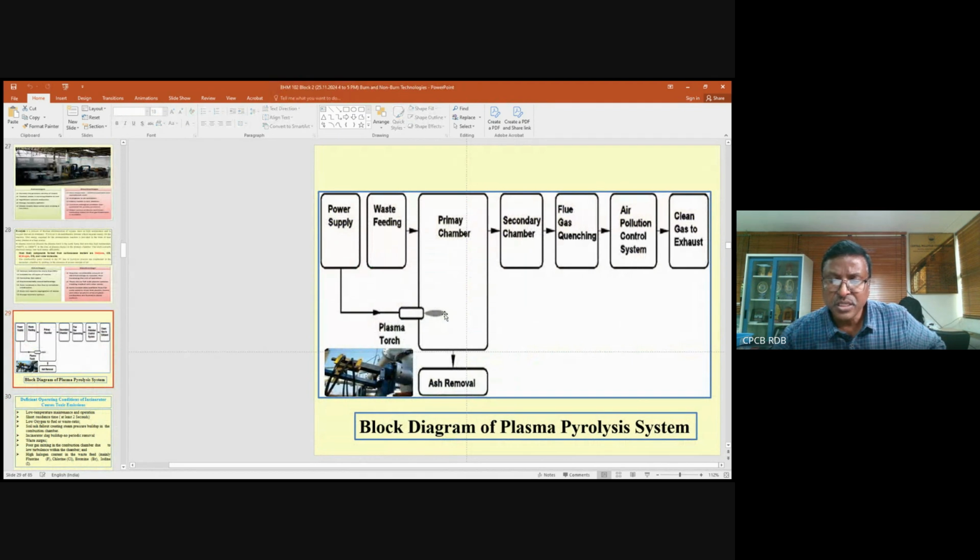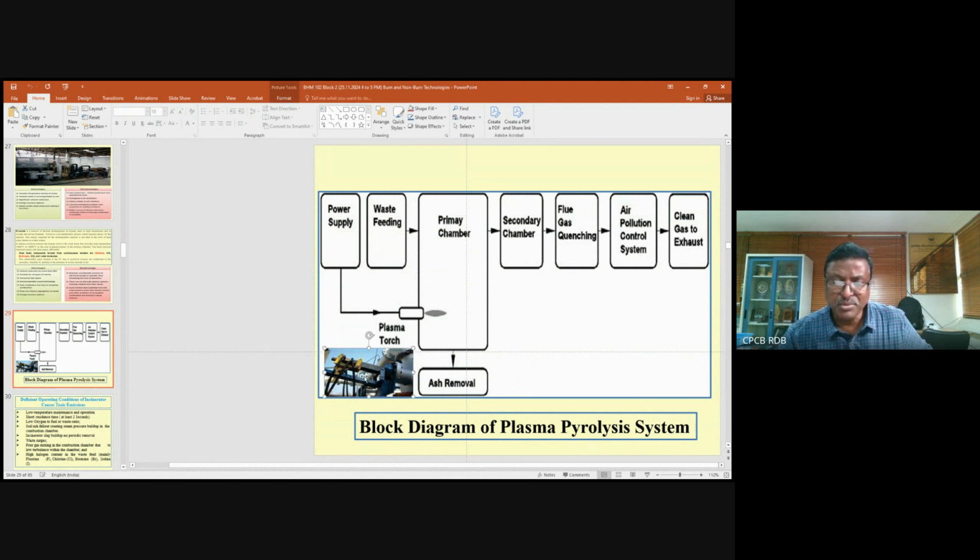This is the plasma pyrolysis. Where plasma is used, the waste feeding and the power supply are provided. The waste is converted into gaseous form, methane, hydrogen, and carbon monoxide, and these gases will be burnt in the secondary chamber where excess air is maintained. Whatever gases are generated in the combustion of the pyrolysis process are controlled by the air pollution control systems. Then clean gas is discharged into the atmosphere. The waste converted into ash is removed, and this is disposed of.